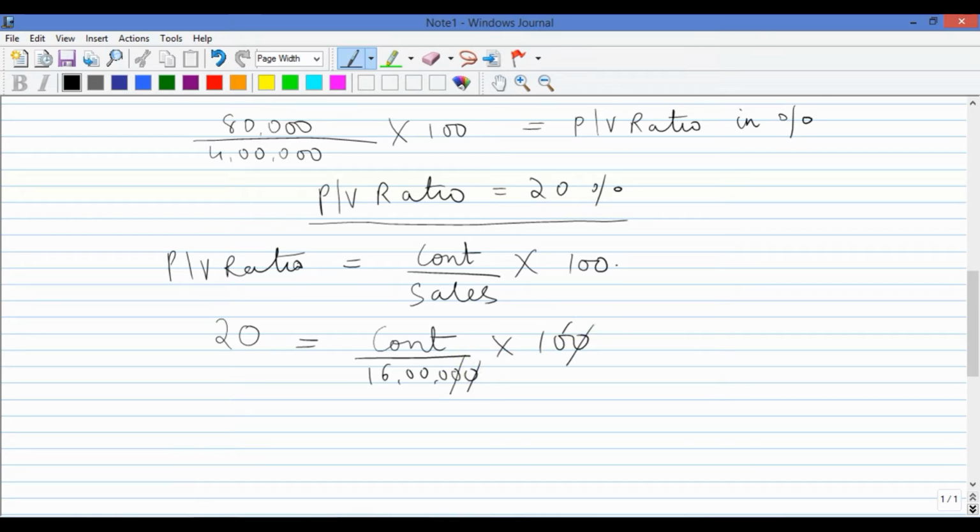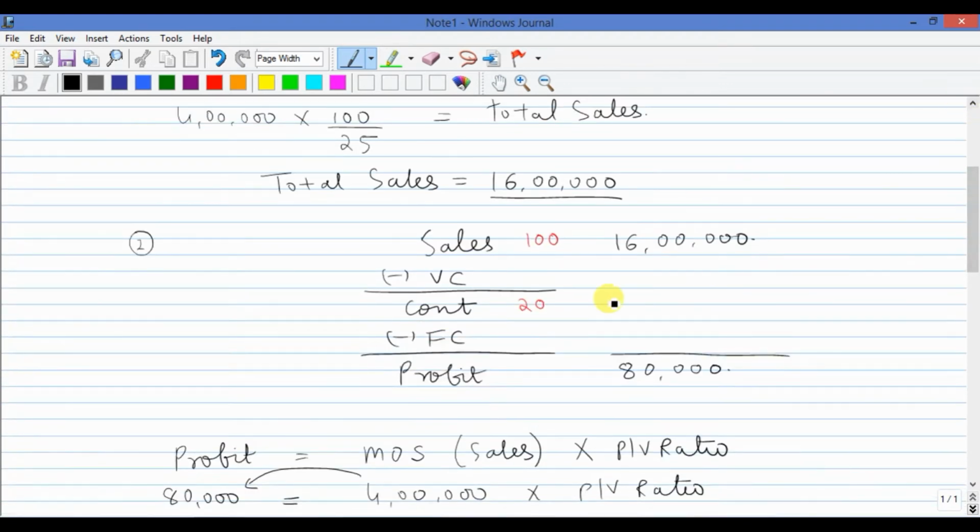These 2 zeros get cancelled. Then this will go here. So 20 I will multiply by 16,000, and I'm going to get the contribution. 16,000 into 20 is going to give me 3 lakh 20. So the contribution I'm getting is 3 lakh 20, and I'm going to put the contribution here.